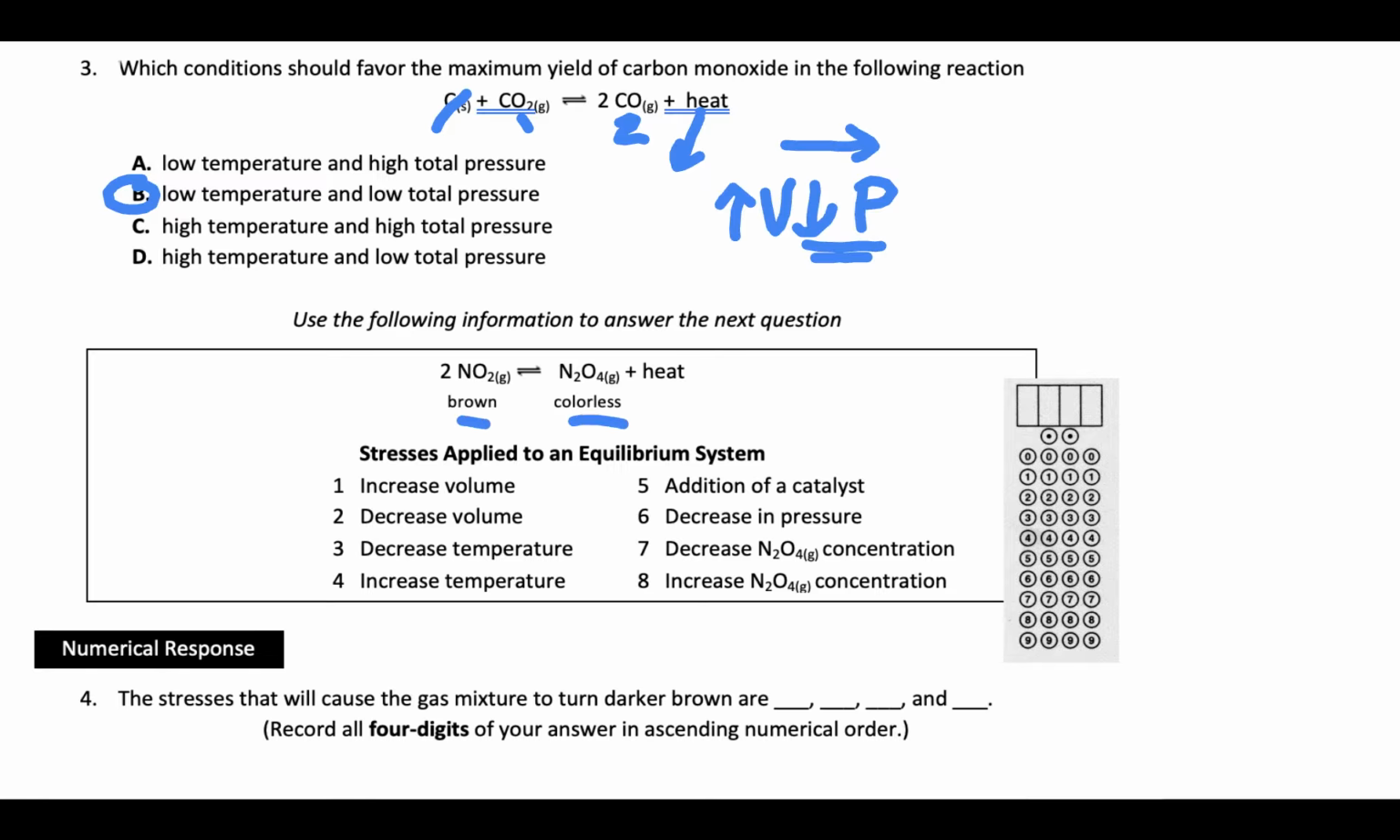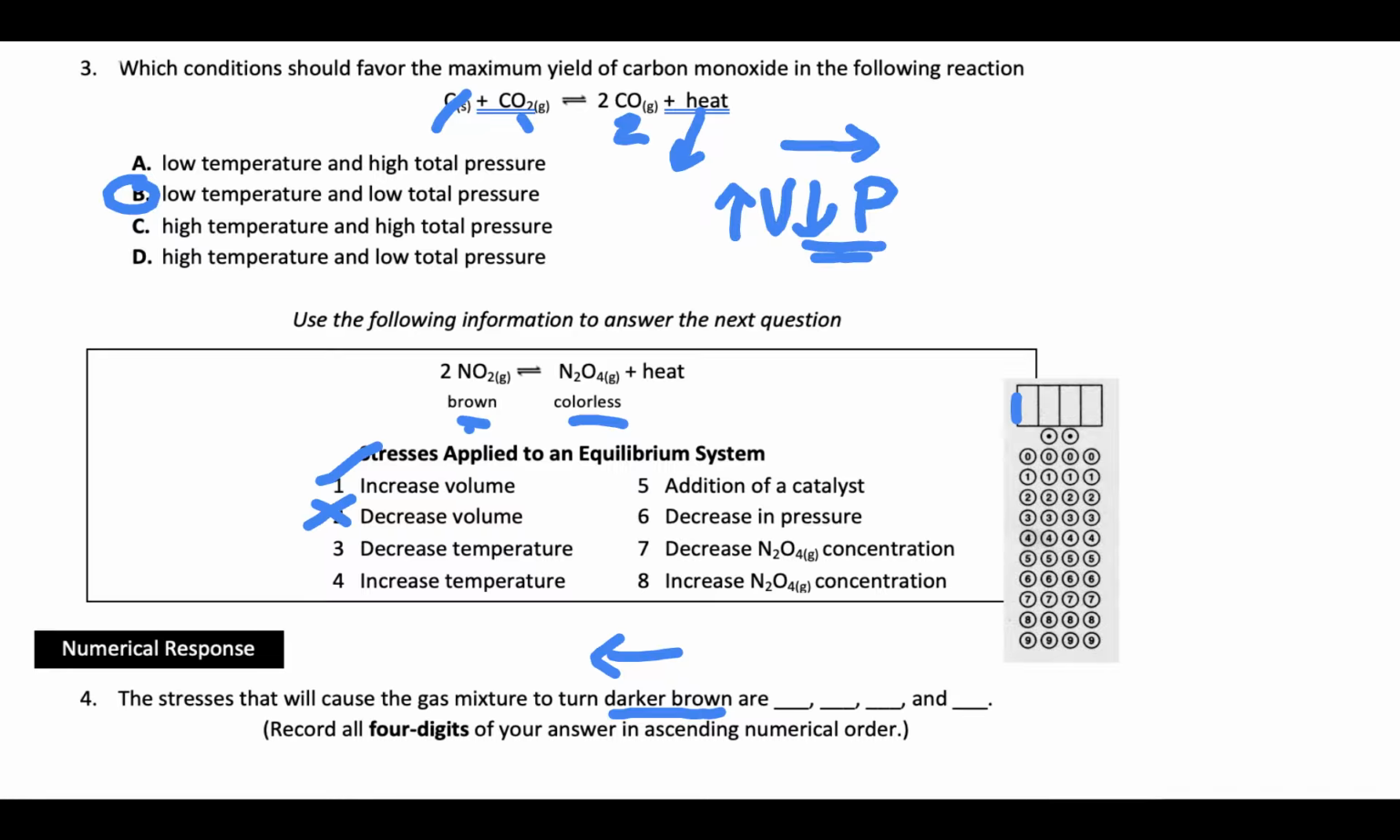We have some colors present, and we also still have an unequal amount of moles. So 2 on the left, 1 on the right. So when we're going through how we can shift to make the mixture dark brown, that means we want it to shift to the left. So let's go through that. Increasing the volume. If you increase the volume, you move to the side with more moles. So that would definitely work. So number 1 would be one of our answers.